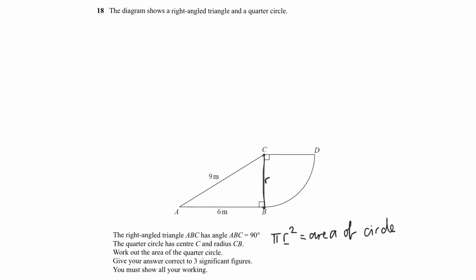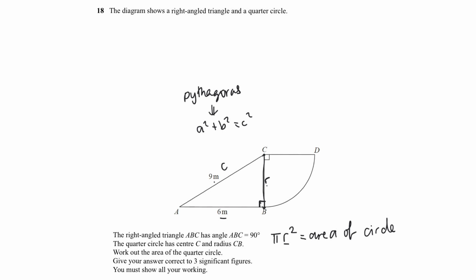So to work out our radius, we have a right angle triangle. We have two of the lengths and we don't know one other length. The only angle is the right angle, so we're thinking of Pythagoras. And Pythagoras is a squared plus b squared is equal to c squared. So let's label our a, b, and c.